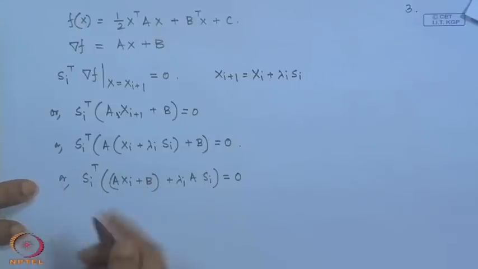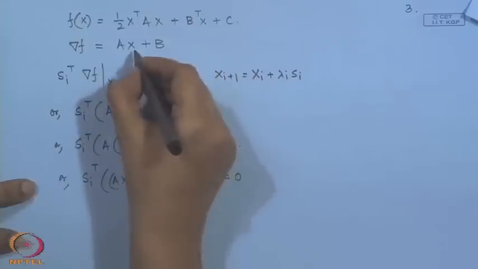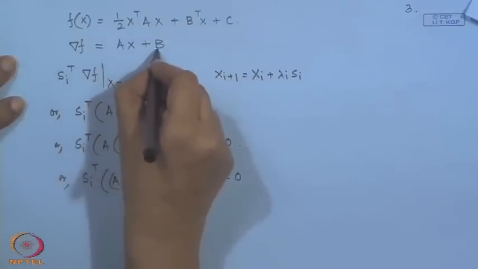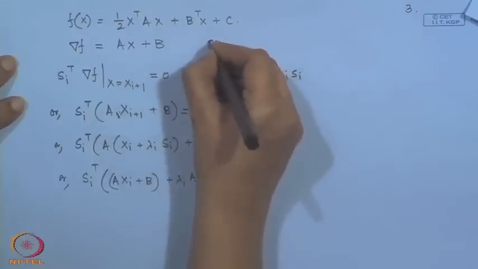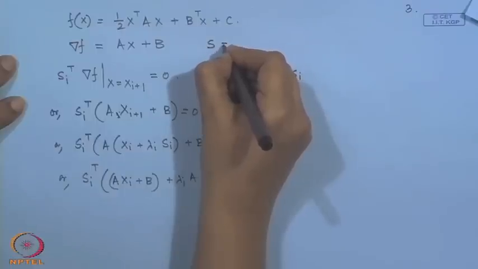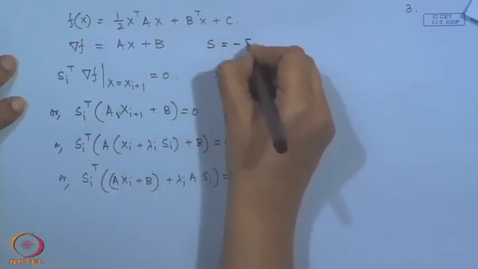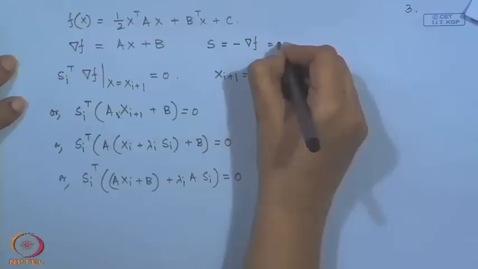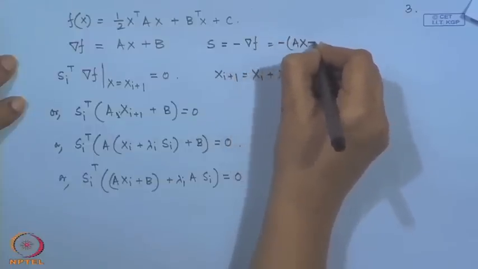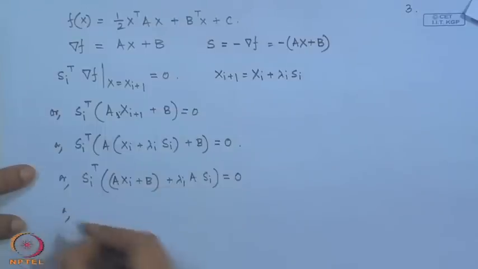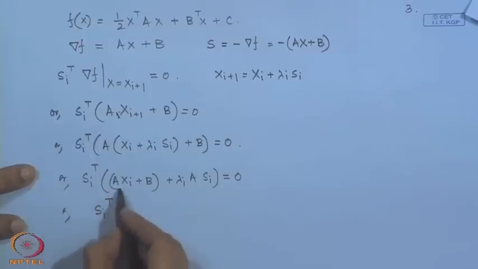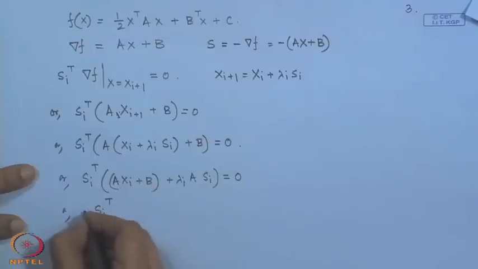That is why grad f is equal to Ax plus b, and we are considering the steepest descent method, so the direction is the negative direction. That is why s can be considered as minus of grad f. That is why this is equal to minus of (Ax plus b), because we need this s value in this expression. Then here we get that s_i^T is the s value at point x_i with the minus sign.